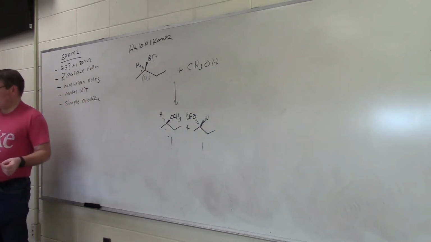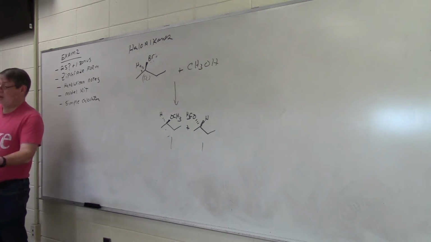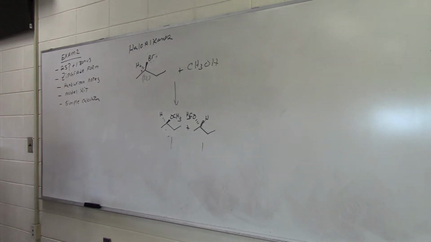Again, because the nucleophile can attack from the top or the bottom, right? 50-50 chances. You said that since SN1 makes two bonds, it makes both enantiomers in equal quantity. Yes. In that video you guys watched, you said something like that.